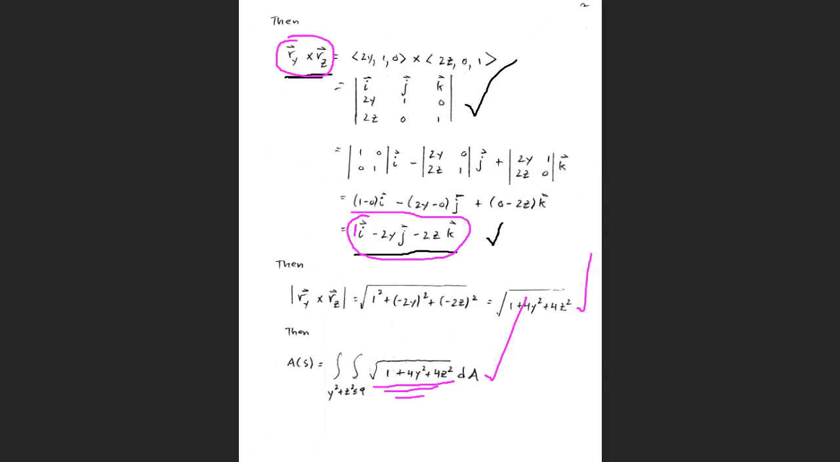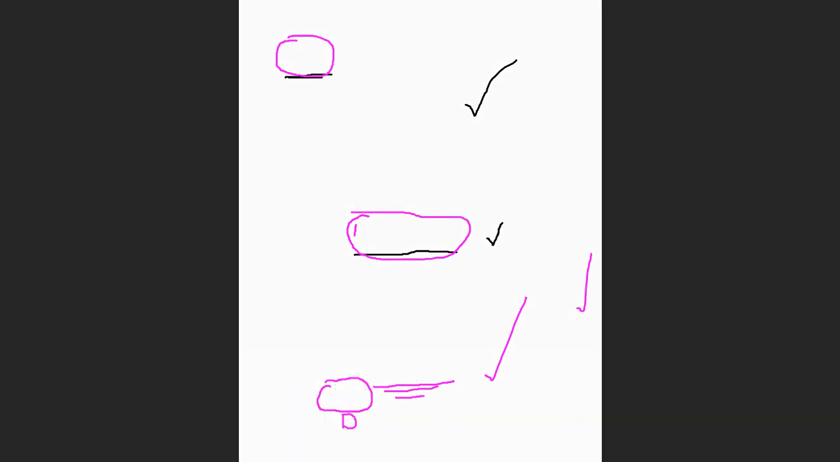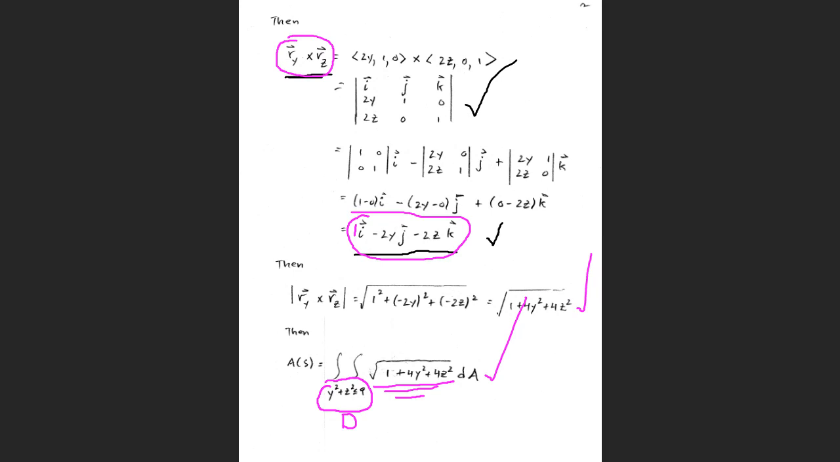So for region D, you notice here, I write y squared plus z squared is less than or equal to 9. That's my region D, right? That's another way of just saying my region D.